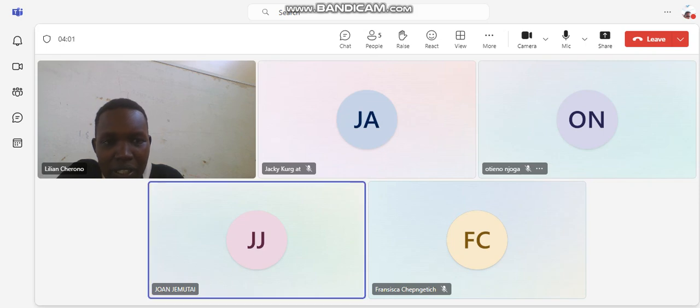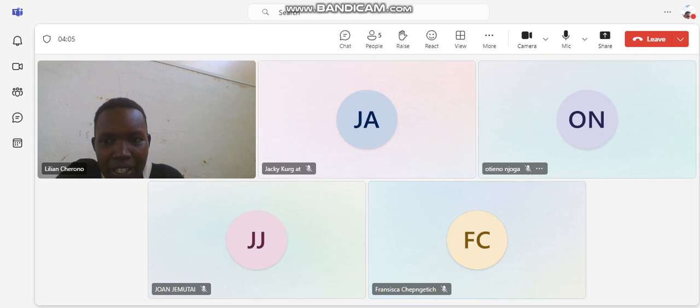So, our session today is staining. I want us to learn about staining. Who can define for us the term staining? What is staining?